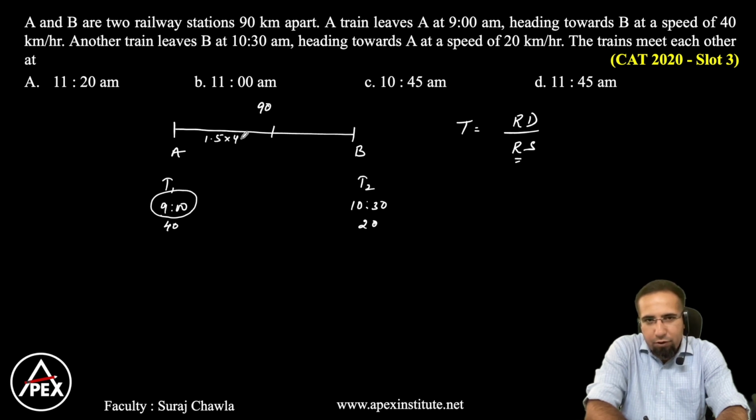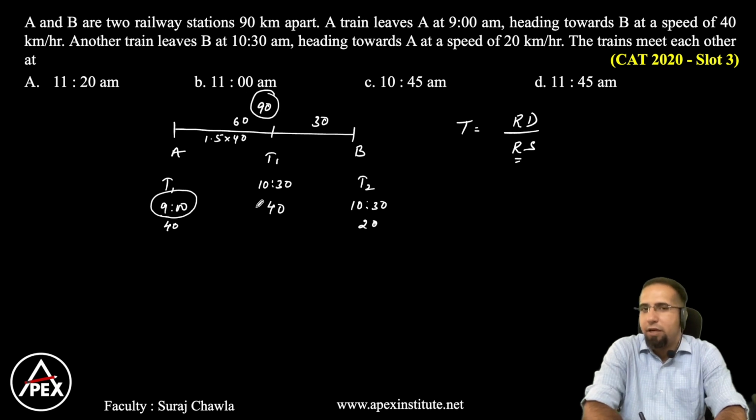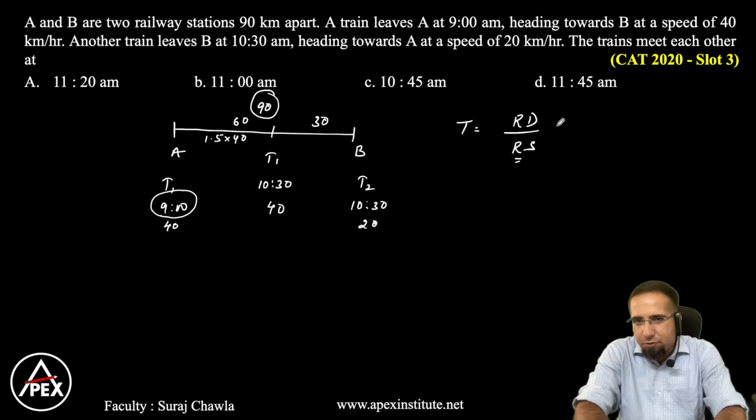That's 1.5 into 40, 1.5 into 40 becomes 60. So, T1 is here at 10:30, moving at 40 kilometers an hour. And at 10:30, the distance separating both of them is going to be 30 kilometers because total distance is 90. So, this becomes my relative distance. And both the bodies are moving in opposite direction. Therefore, the speed becomes the sum of their speeds.